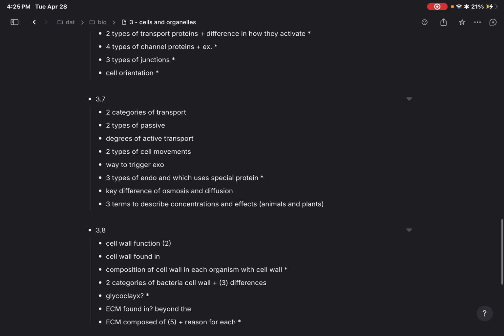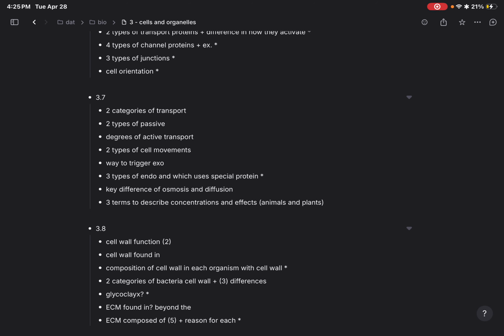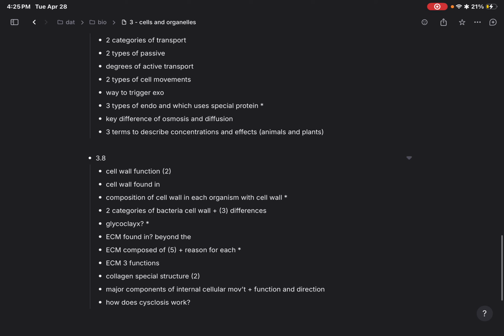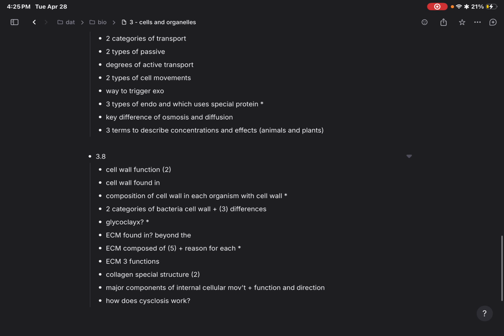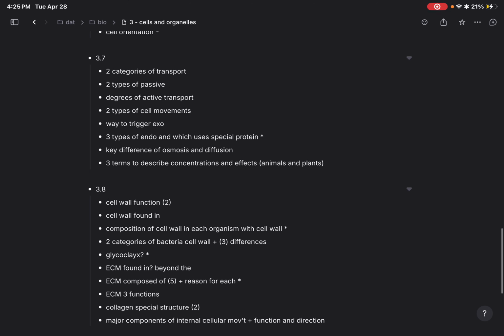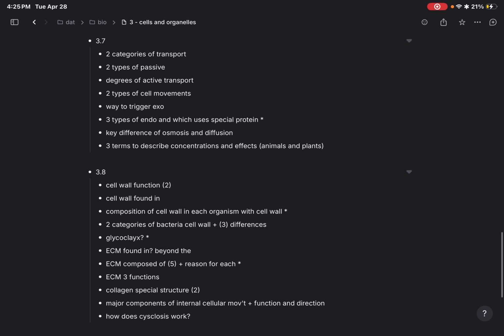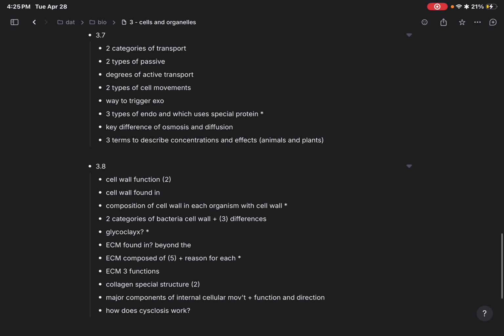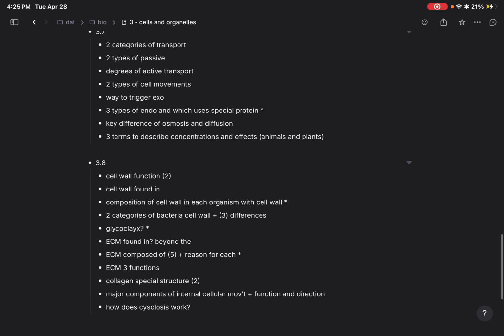Cell orientation: there's apical, which faces the outside, like a vacuum of space, and then there's basal, which is the side that's anchored. Two categories of transport, active and passive. Two types of passive, simple and facilitated. Degrees of active transport, primary and secondary. Primary is when you use ATP, secondary is when you use the existing chemical gradient.